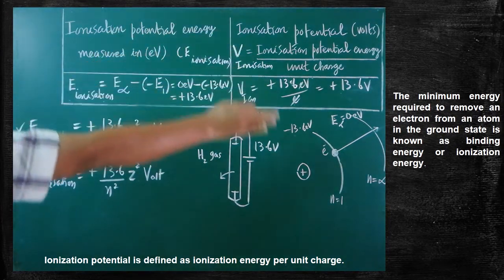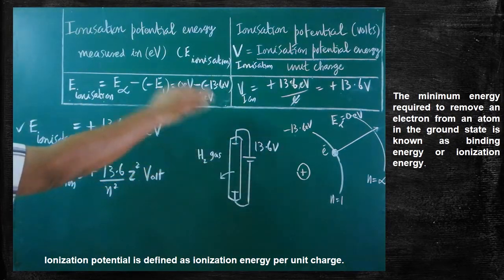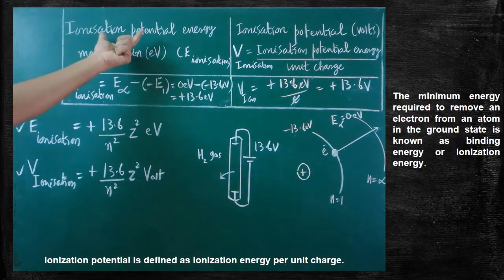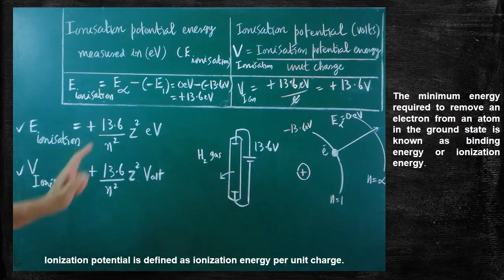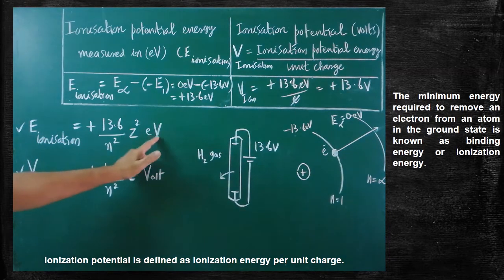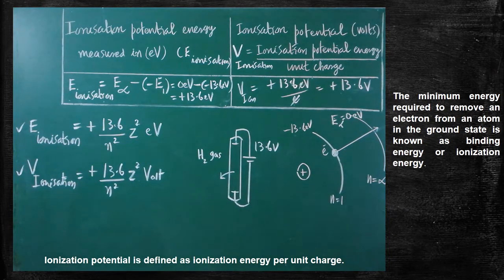These are the things which were already explained only in the case of hydrogen. Don't forget, ionization potential energy is measured in terms of electron volt. Ionization potential is measured in terms of volt. Ionization potential energy is measured in terms of electron volt. Okay. On the basis of that, objective question problems will be asked.